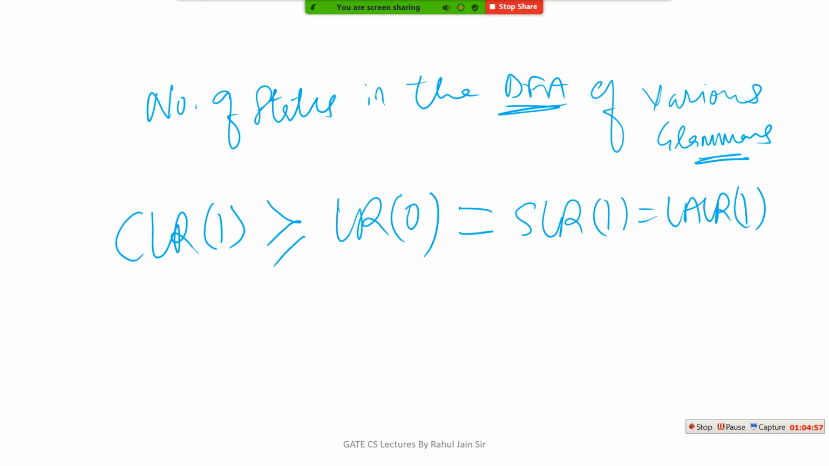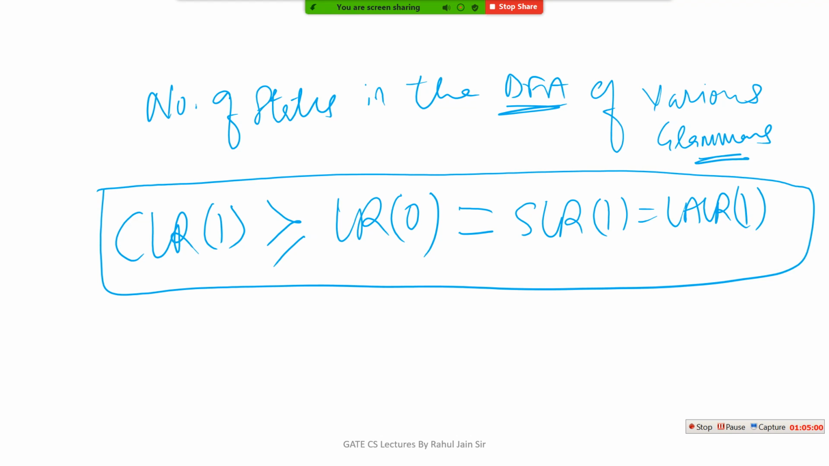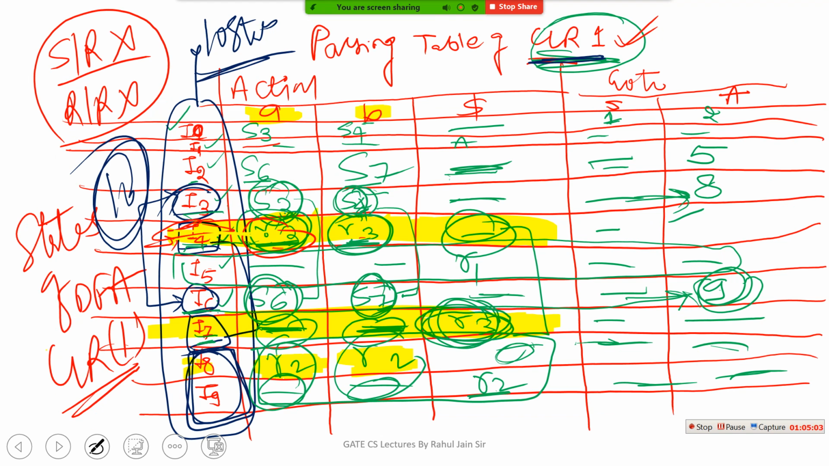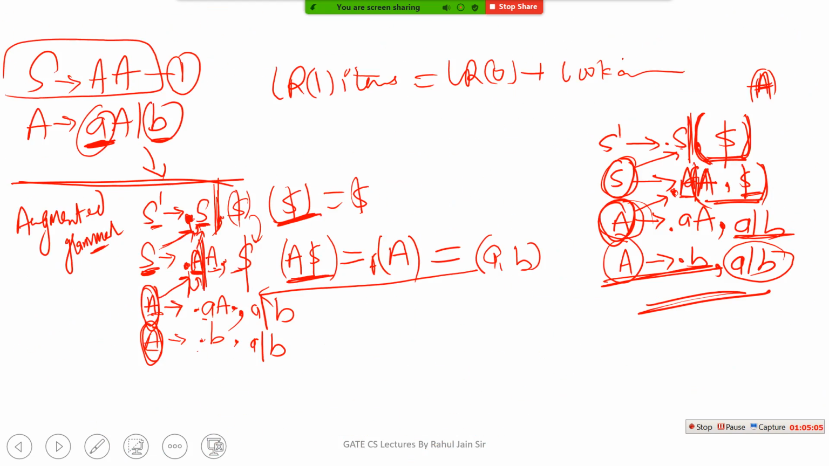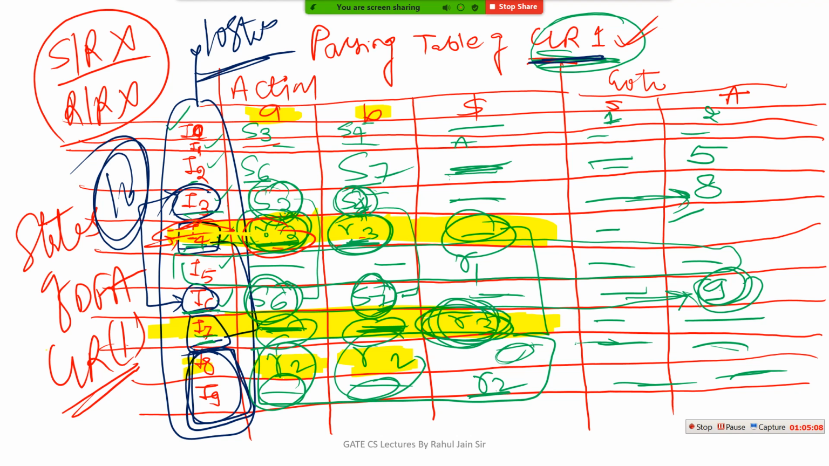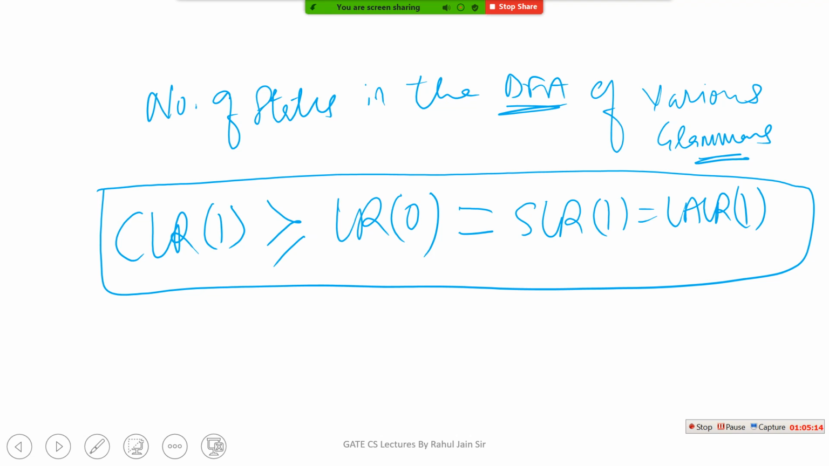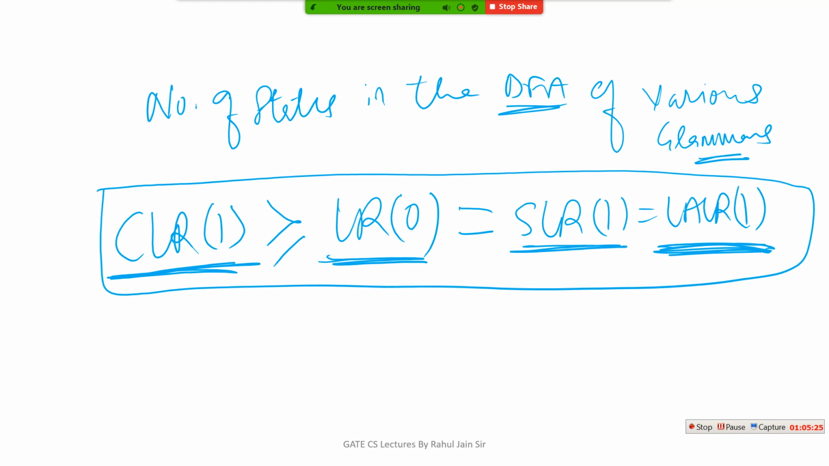It is a very important deduction which we have made, because if you observe here in the parsing table, in CLR1 we have 10 states, but in LALR1 we have 7 states. So the number of states would be more in CLR1 as compared to LALR1, and whatever number of states we find in LALR1 will remain the same for SLR1 as well as LR0. So it is a very important point. Make note of it in your notebook, because this question is asked in various exams.